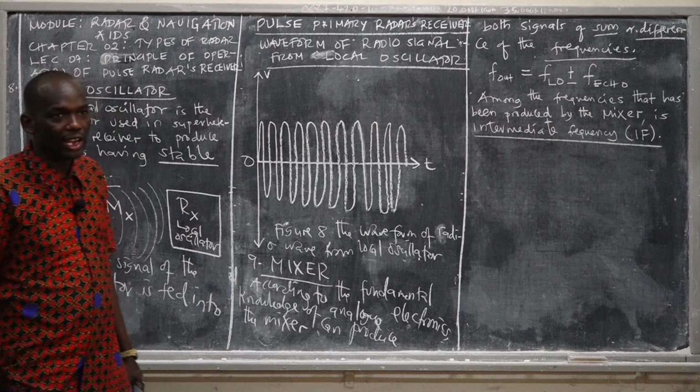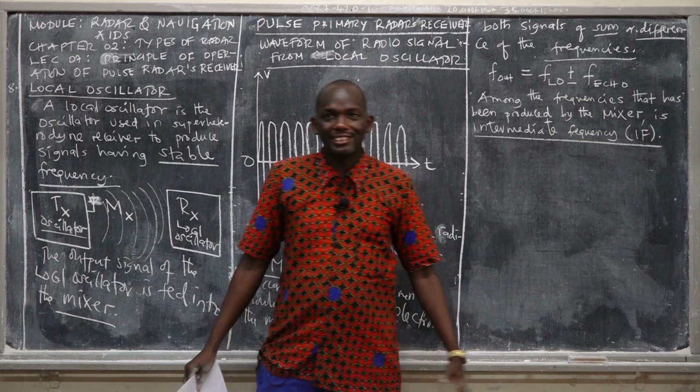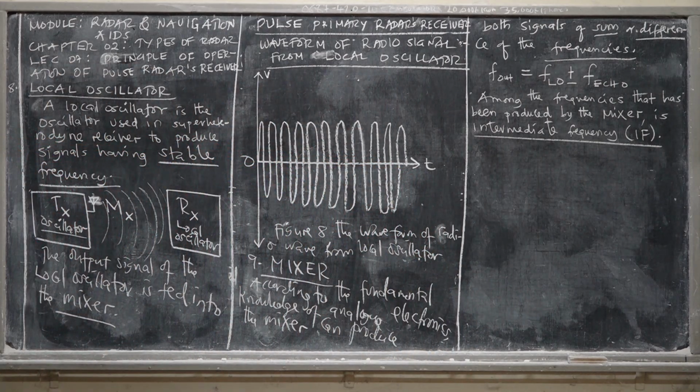So, a mixer has a feature or an ability to produce signals of different frequencies, whether the result of the sum or the difference. So among those different frequencies that we can extract from the mixer, it's the intermediate frequency. Say intermediate frequency. Intermediate frequency.